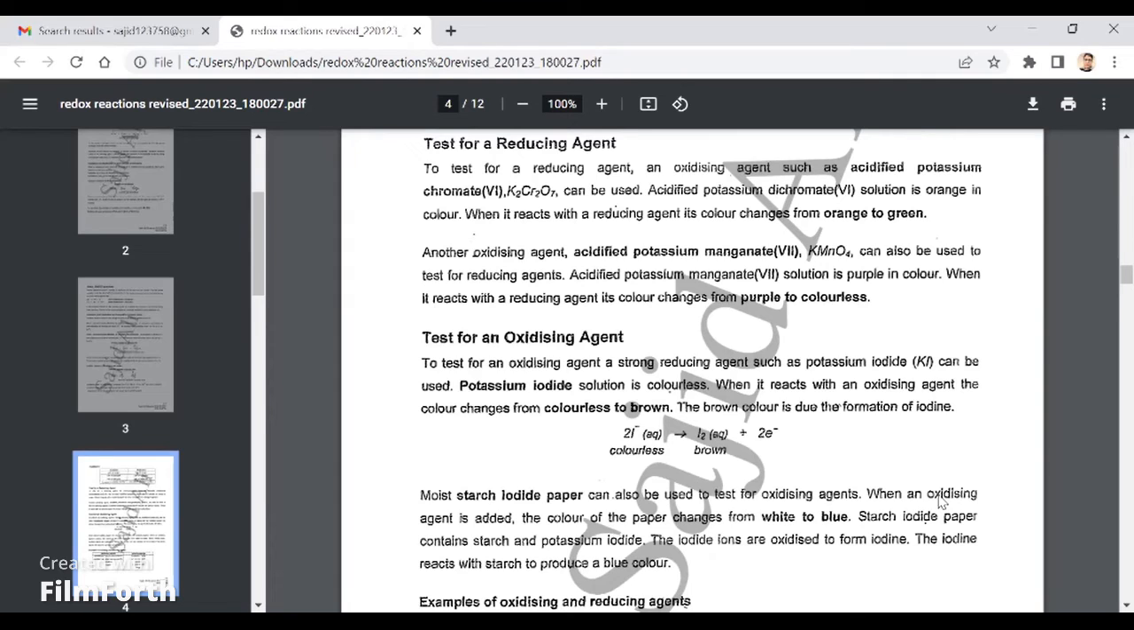Then you can see here, test for an oxidizing agent. To test for an oxidizing agent, a strong reducing agent such as potassium iodide, which is a colorless solution, can be used. When it reacts with an oxidizing agent, the color changes from colorless to brown. Again, you have to know the color change.